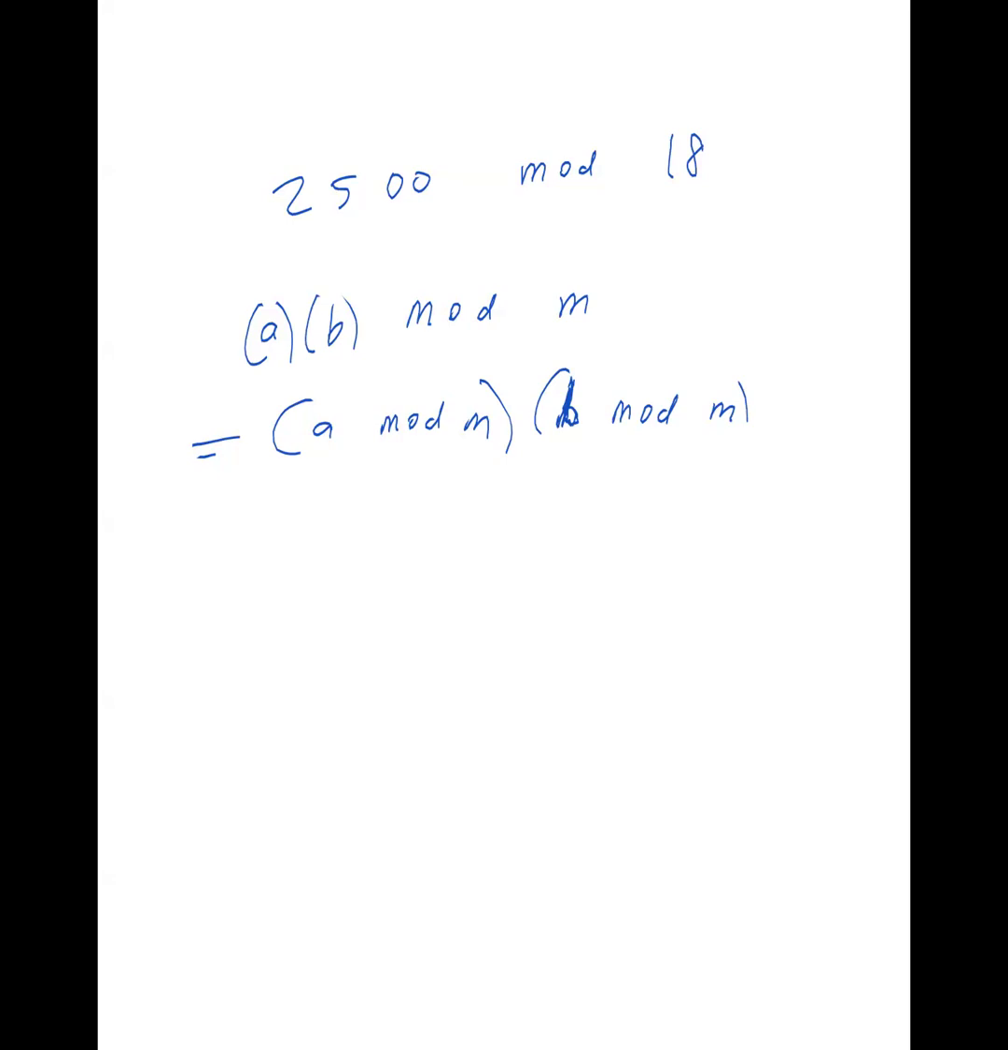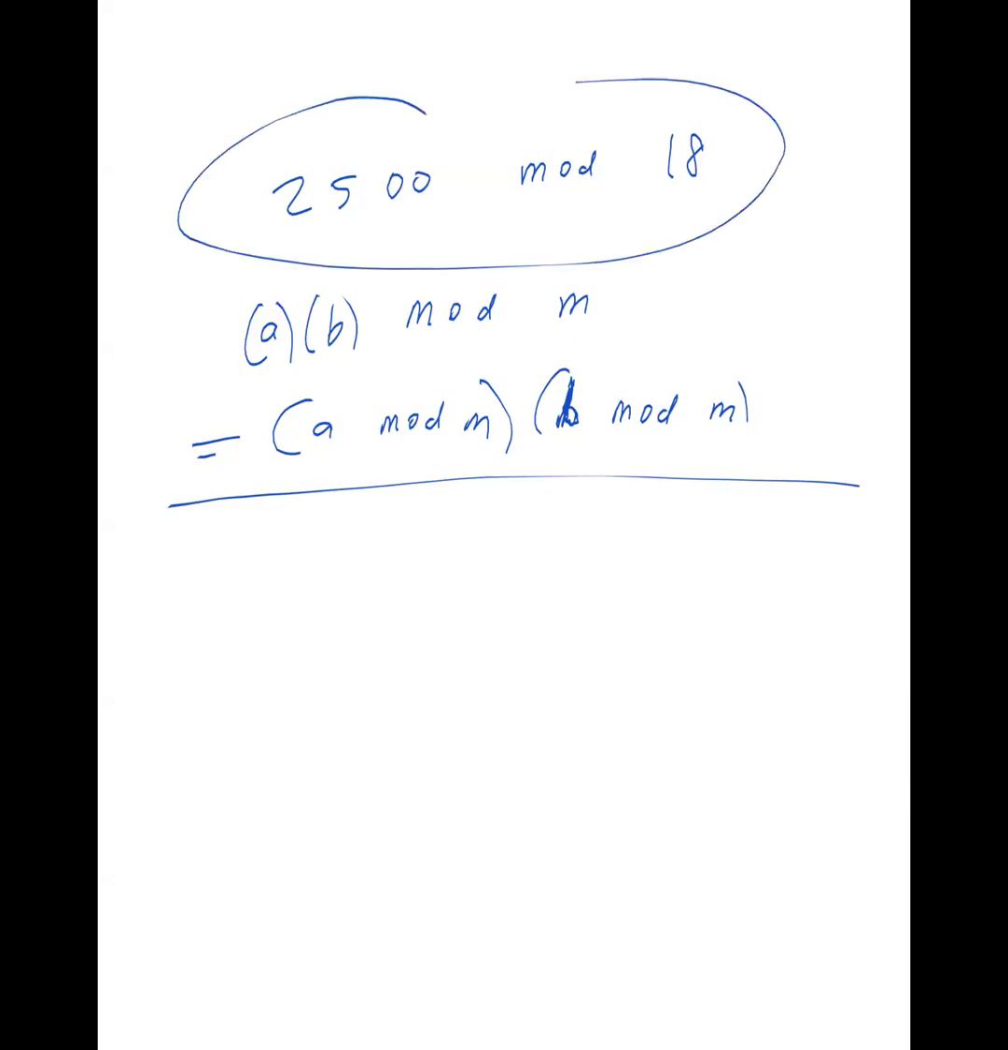So what does that mean exactly? What does it mean if you say AB mod M is equal to A mod M times B mod M? Well, here's an example, 2500 mod 18. Can I apply that theorem to 2500 mod 18? Well, 2500 is literally 25 times 100, right? So 2500 mod 18 is equal to 25 times 100 mod 18. Do you agree with that?